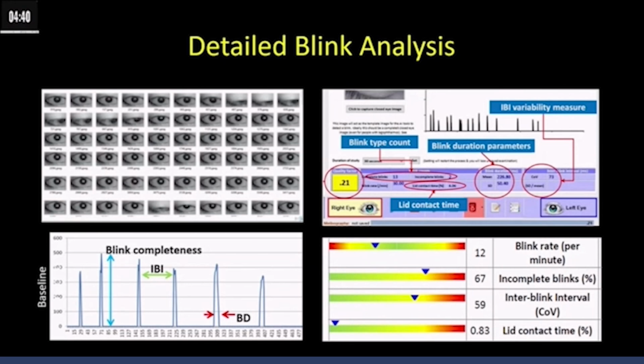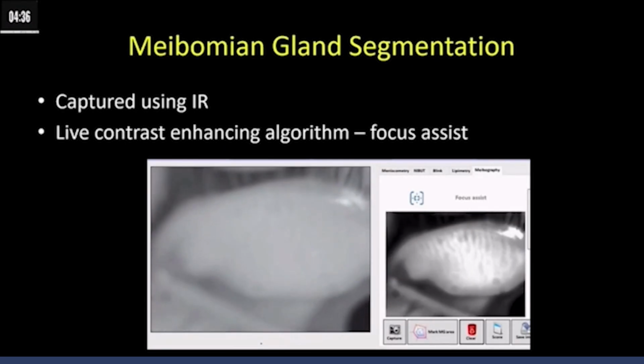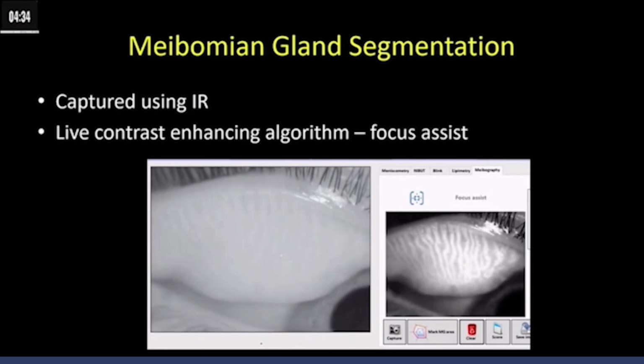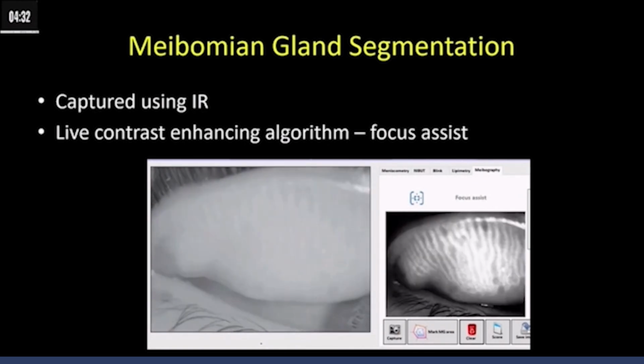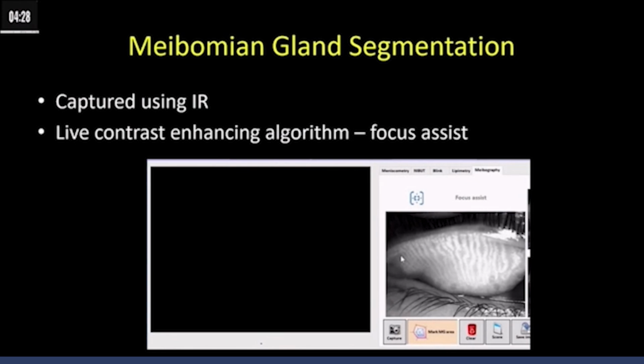Meibomian gland analysis: one of the most difficult parts of photographing meibomian glands using infrared is that you don't get good contrast images; you get low contrast images. So in this device, we have introduced an algorithm in which you can see high contrast enhanced images in live view so that you can capture good quality images all the time.